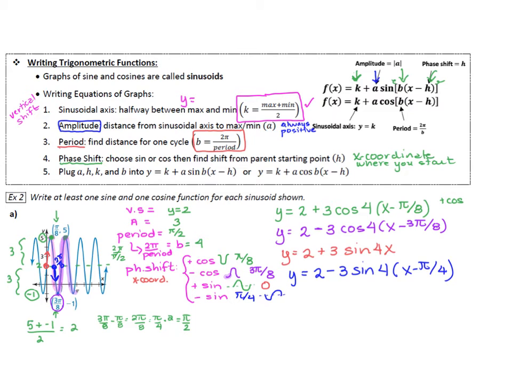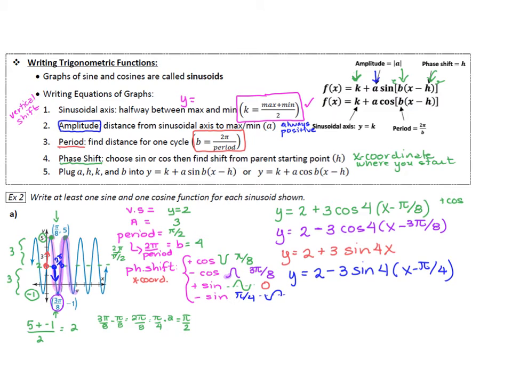Okay, now you're not going to have to do all 4 of these, but I don't know which one you're going to get. So if you can do all 4, it's like, yay, you're set. So the main thing is the vertical shift. That's the halfway between your high and your low.